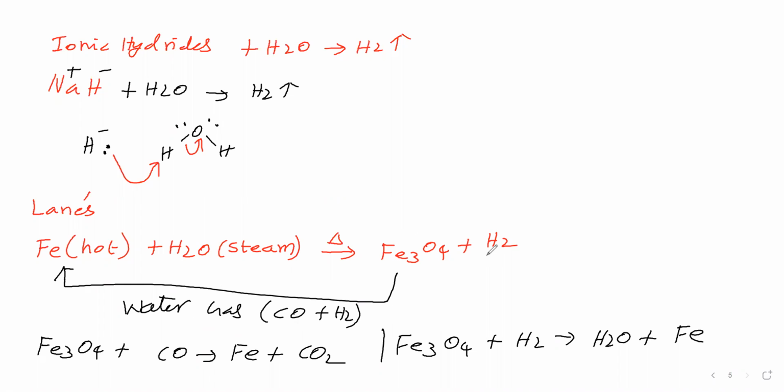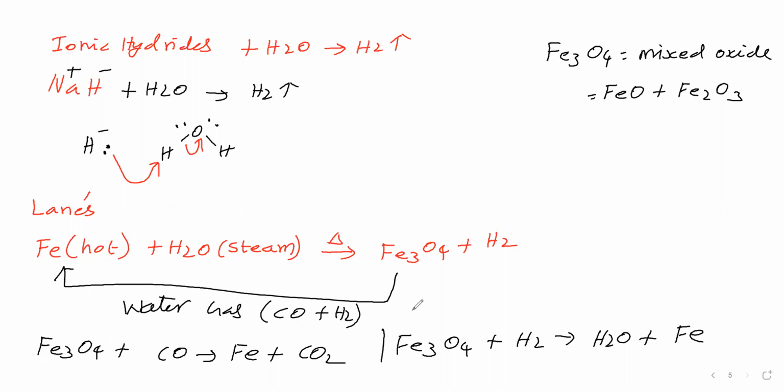This method is called Lane's process. Here we have used Fe3O4, which is called a mixed oxide. Why is it called mixed oxide? Because it contains ferrous oxide FeO and ferric oxide Fe2O3. Therefore, it is a mixed oxide. This mixed oxide is converted back into Fe by water gas in this reaction cell.